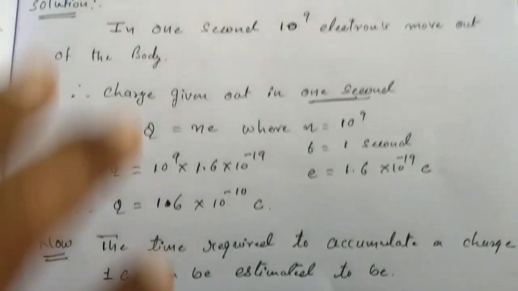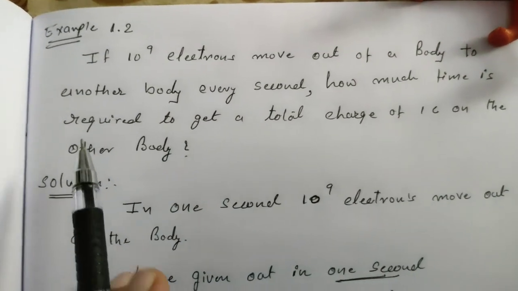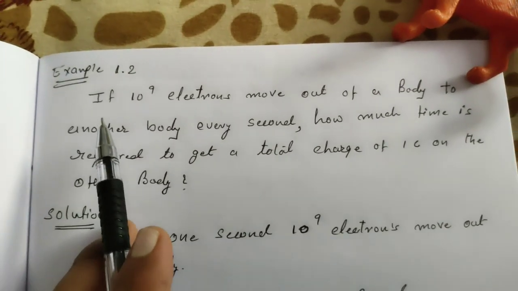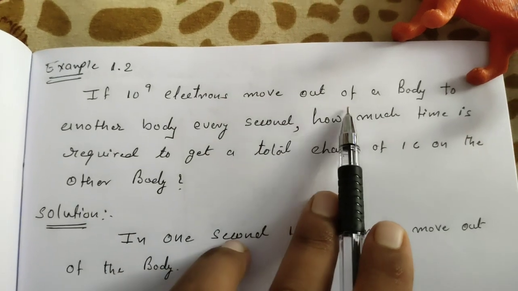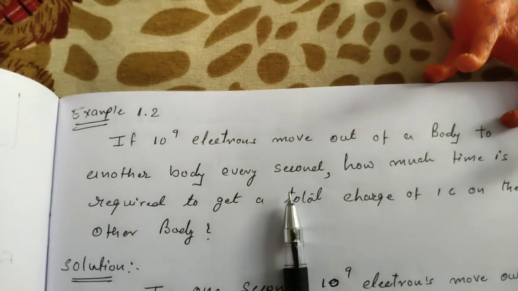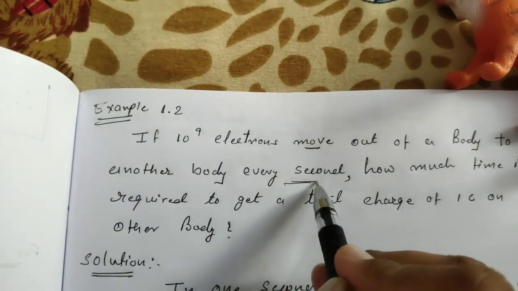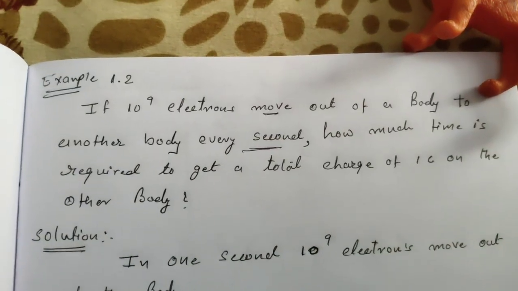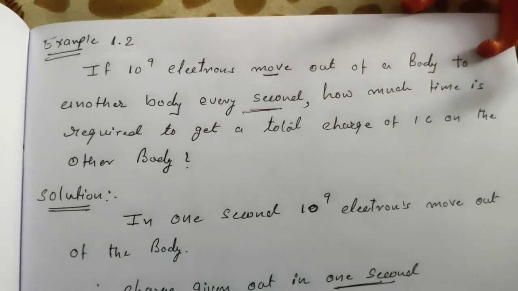Now proceeding to our new topic, as I already told you, be ready with example number 1.2. So here we have example 1.2. See, if 10 raised to 9 electrons move out of a body to another body every second. Remember, here we have the word move, and the time rate is given as every second. How much time is required to get a total charge of 1 coulomb on the other body?